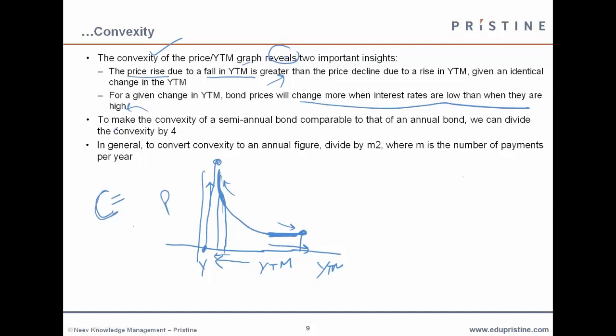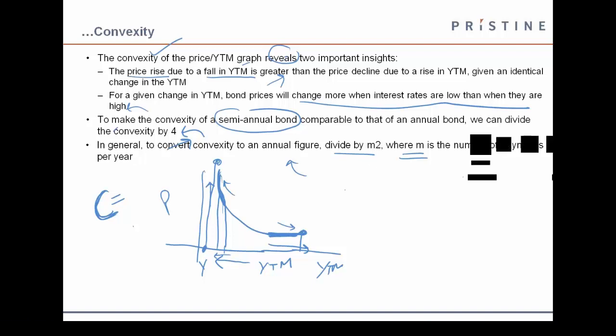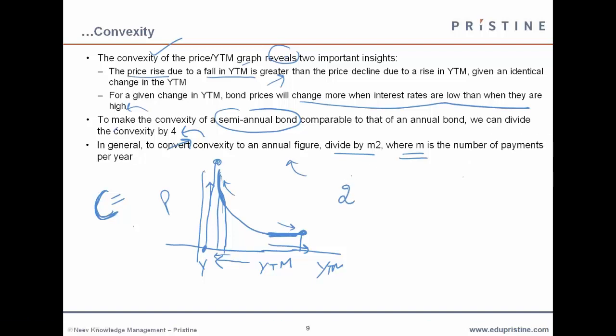compute the convexity by taking the second derivative of the price of the bond. Remember that if it is a semi-annual bond, you must divide the convexity by 4 to get the answer. In general, you have to convert the convexity to an annual figure. You must divide by m squared, where m is the number of payments per year. So there are 2 payments in a 6-monthly bond, so you divide by 2 squared, which is 4.